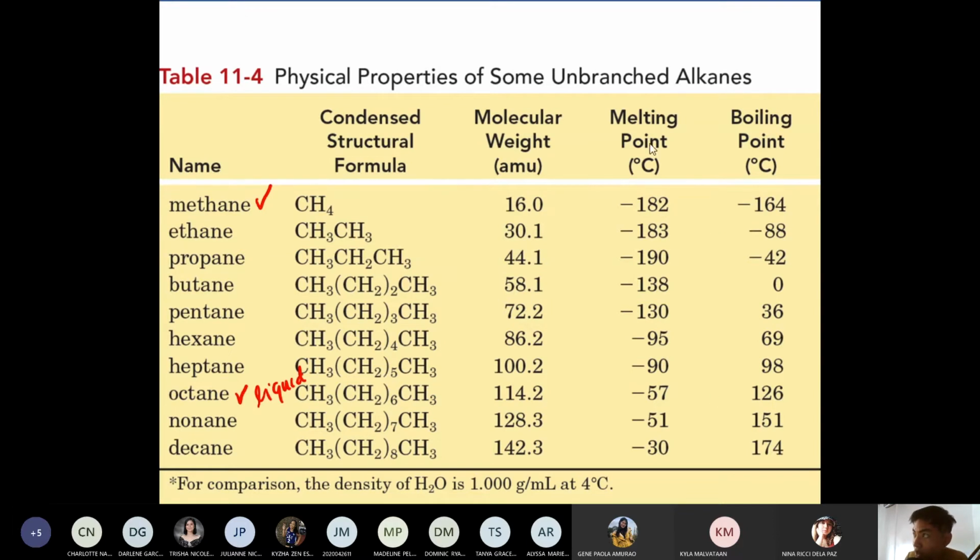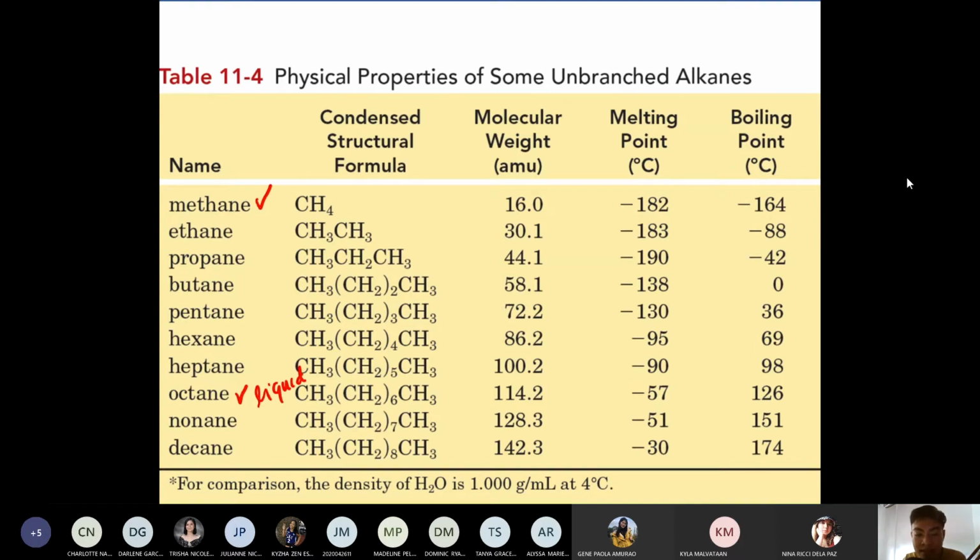Bakit? Kasi imagine itong boiling point ng methane. Ano yung boiling point niya? Negative 164. Ano yung temperature natin? 25. So that means methane already boiled off at negative 164 degrees Celsius. Nag-boil off na siya nun.